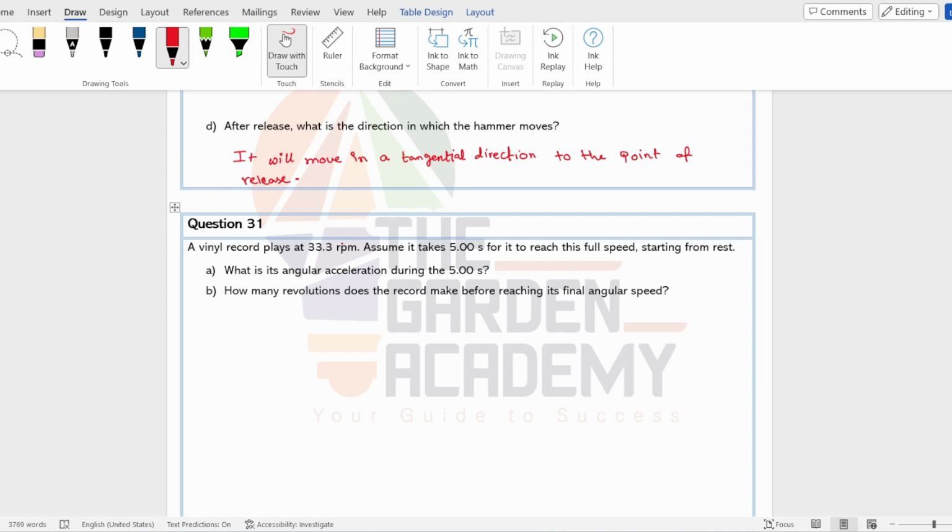So first of all, this is given as 33.3 RPM. We have to convert it to radians per second. How to do that? First of all, we should know that this is the final angular speed, and this is the initial angular speed, which is equal to 0. So omega naught is equal to 0. So omega, which is basically omega final, is equal to 33.3 RPM.